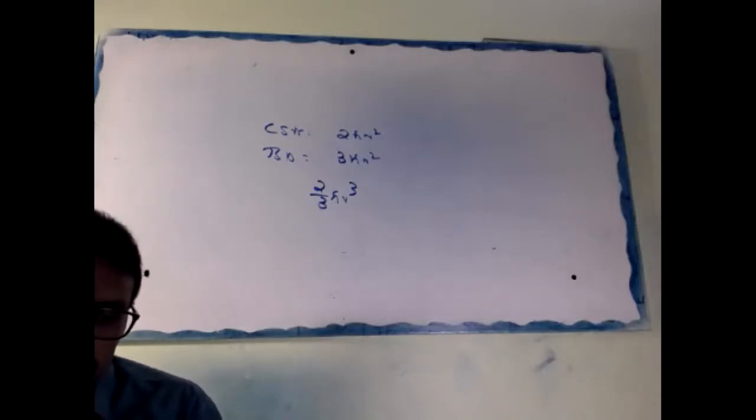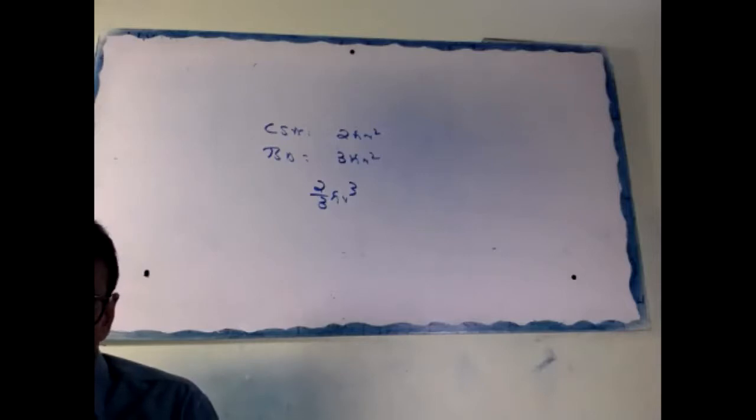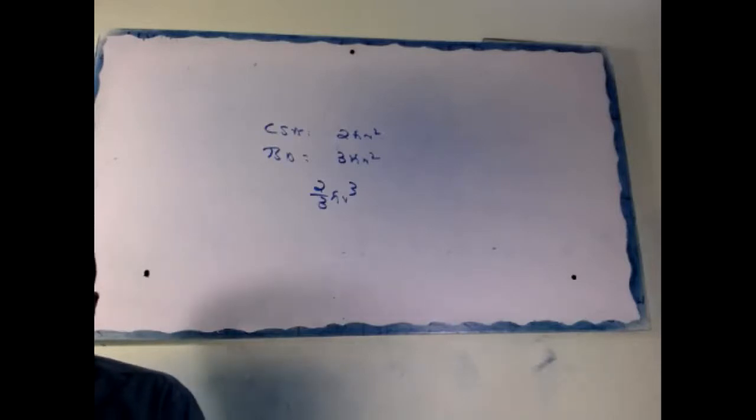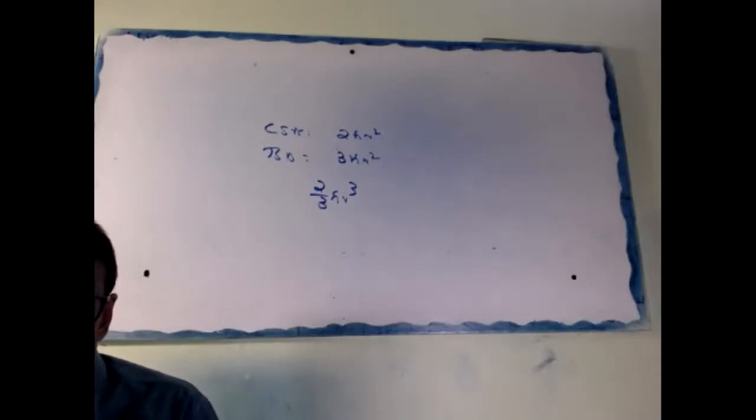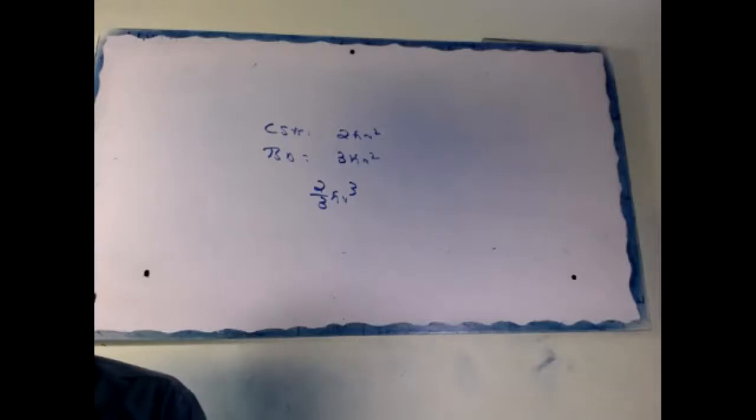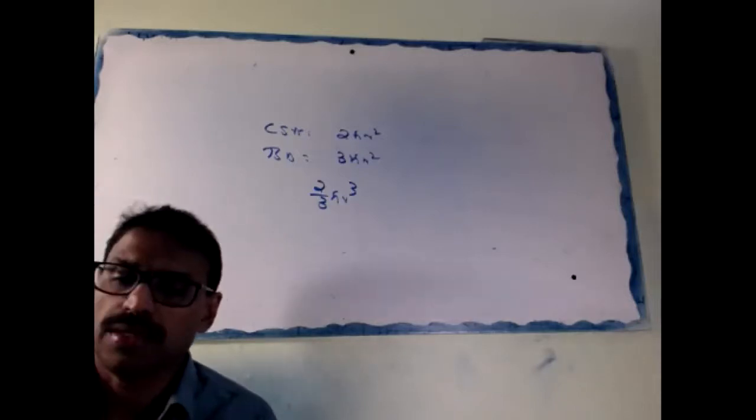Cone. Volume is 1 by 3 pi r square h. TSA pi r square plus pi rl, where L equal to root of h square plus r square. CSA pi rl. Then sphere, total surface area 4 pi r square, volume 4 by 3 pi r cube. Hemisphere, CSA 2 pi r square, TSA 3 pi r square, volume is 2 by 3 pi r cube. I hope clear now, right?